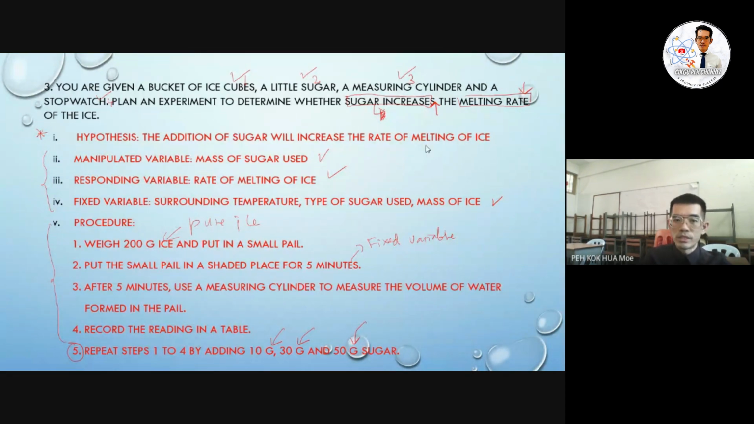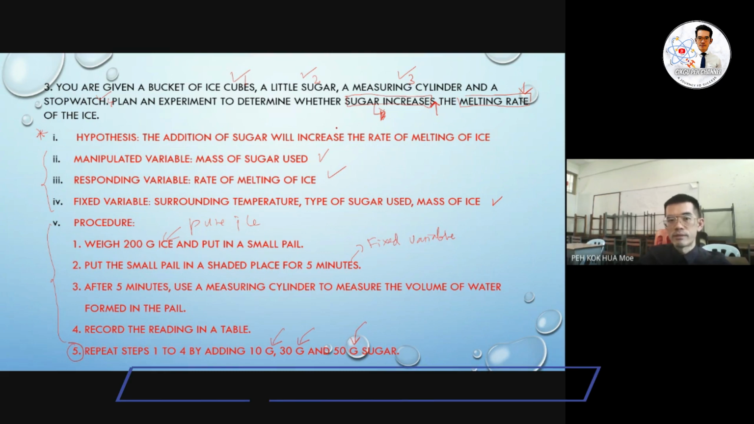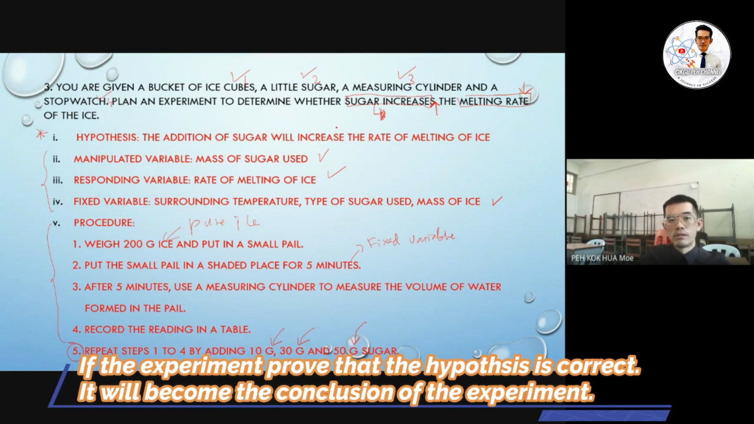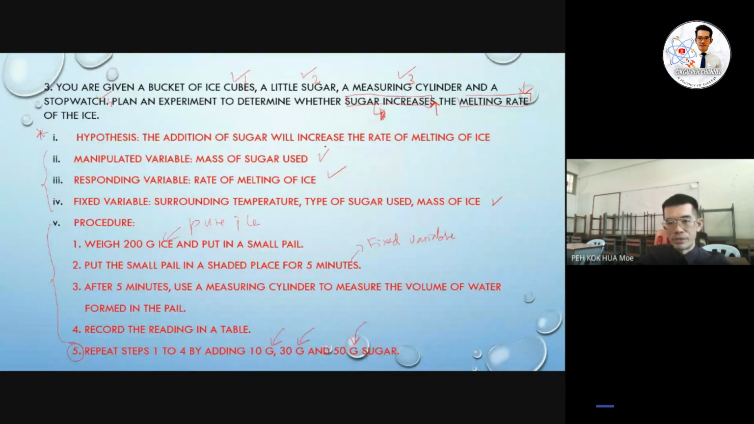So we have to see whether this experiment gives the same answer as the book, or what I expected. We can actually try the experiment and prove that. If the answer for the hypothesis is correct, it will become the conclusion. If not, we have to change the hypothesis.